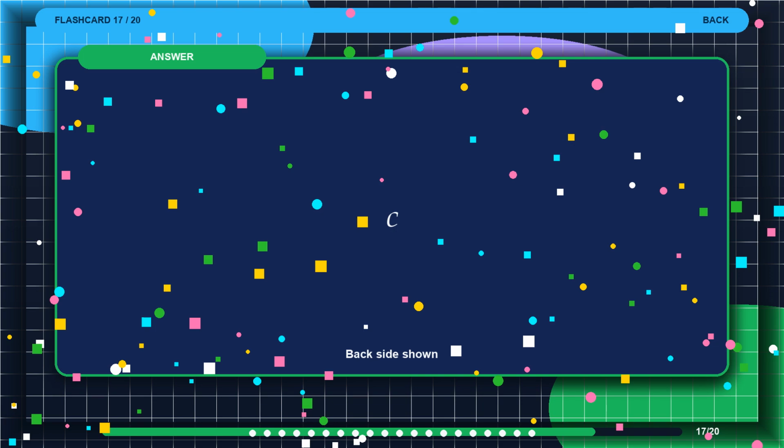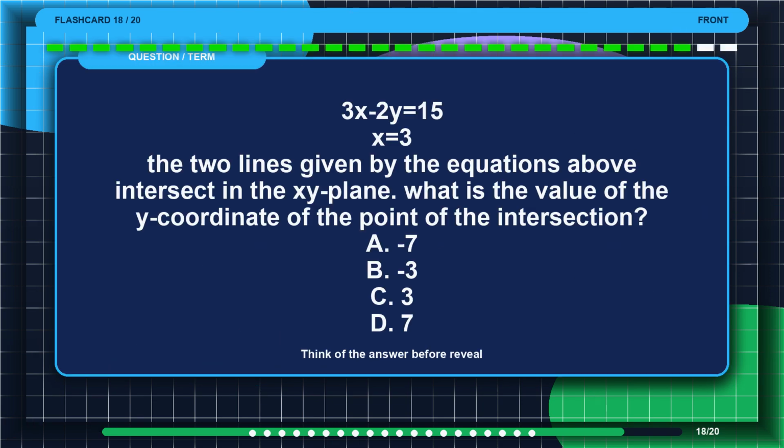The answer is C. Flashcard 18. 3x plus 2y equals 15, x equals 3. The two lines given by the equations above intersect in the xy-plane. What is the value of the y-coordinate of the point of intersection? A. negative 7, B. negative 3, C. 3, D. 7. Pause and think of the answer before the reveal.